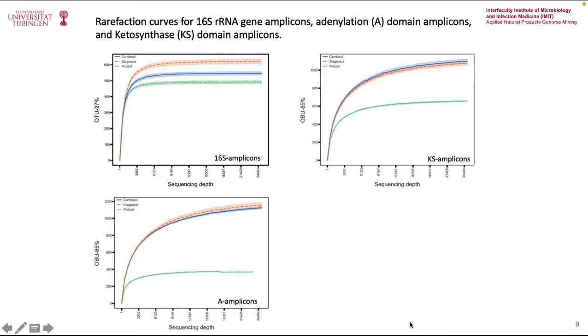For 16S rRNA gene amplicons, here we observe that the rarefaction curves are saturating at higher sequencing depth. But the same is not the case for the BGC domain amplicons, like in case of A amplicons and KS amplicons. Even at higher sequencing depth, the saturation for the operational biosynthetic unit is not happening. So we might need to sequence more in case of amplicon sequencing. These results, when compared to the shotgun sequencing dataset, indicate that more than 90% of the domains detected in shotgun samples do not overlap with the amplicon detected domains.